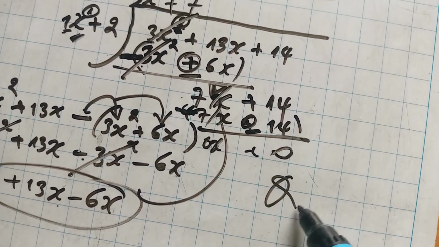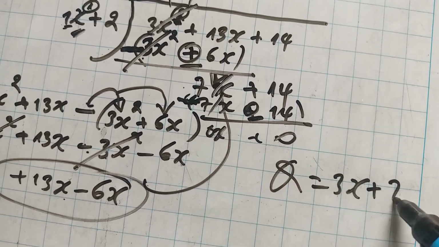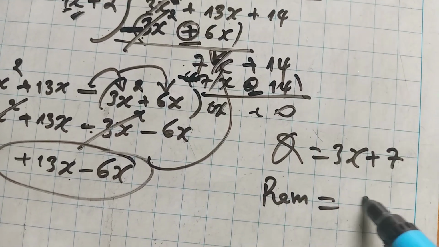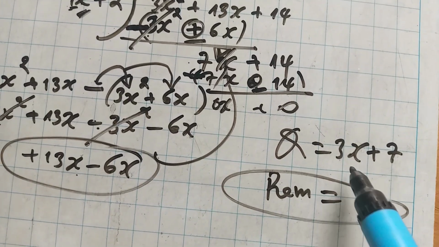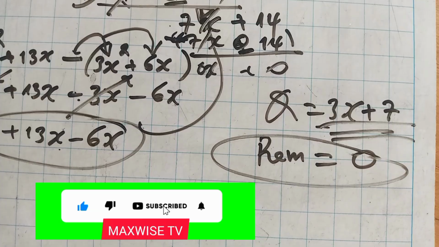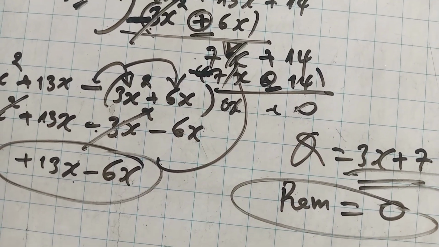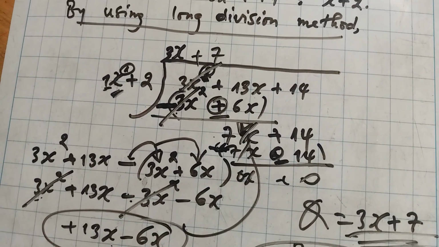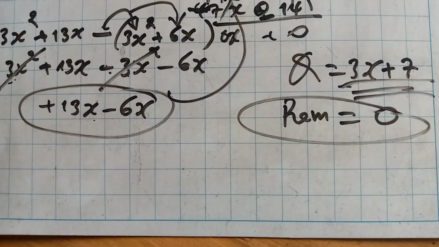So my quotient would be 3x plus 7, and the remainder will be 0. Actually, this remainder of 0 is not written. The quotient is 3x plus 7. Right? So this is example number 8. This is how to divide a polynomial. This is number 8. So let us do number B.